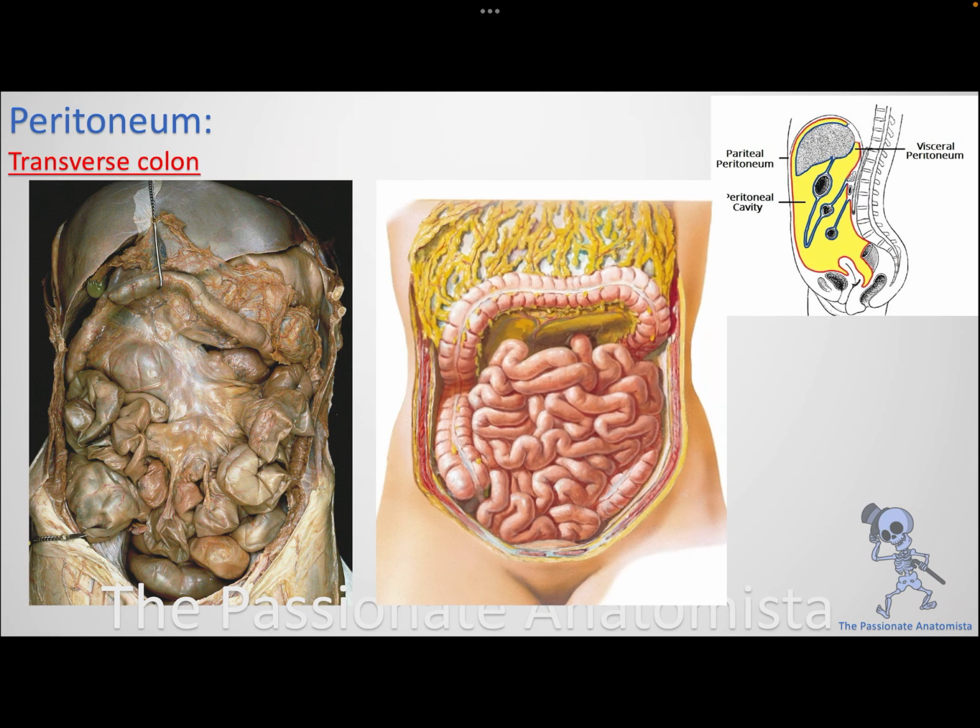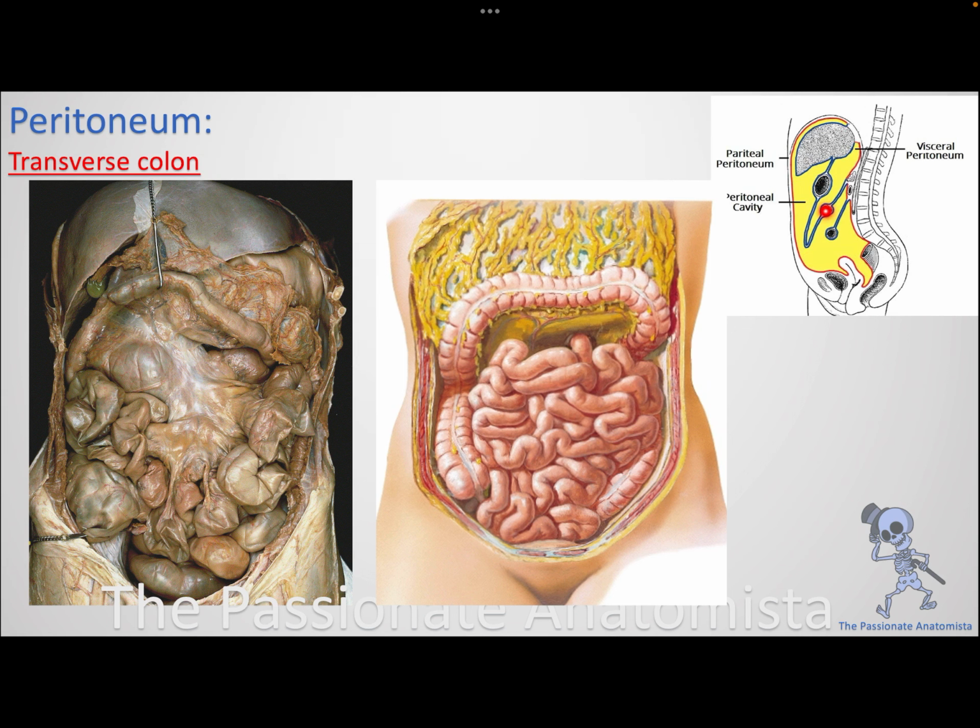All right? Now, what is the transverse mesocolon? So the transverse colon is attached to the greater curvature of the stomach by the greater omentum. If I bring the greater omentum up to look at what happens behind, I will find that the transverse colon is attached to the transverse mesocolon.